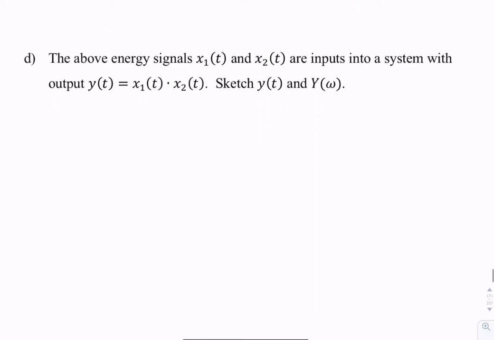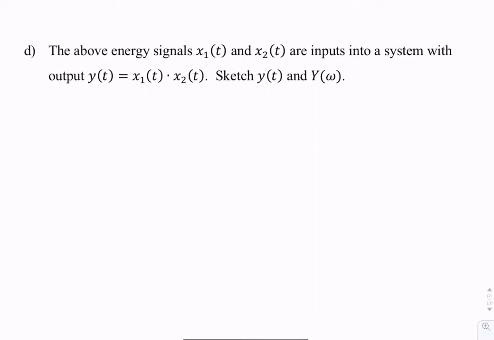Moving on to part D, another set of sketches. We're asked to sketch the product of x1 and x2 in the time and frequency domains. So let's remind ourselves, what's x1? That was just the cosine, wasn't it? So that was my x1, and x2 was the double-sided exponential. So if I multiply the two, how will that look in the time domain?